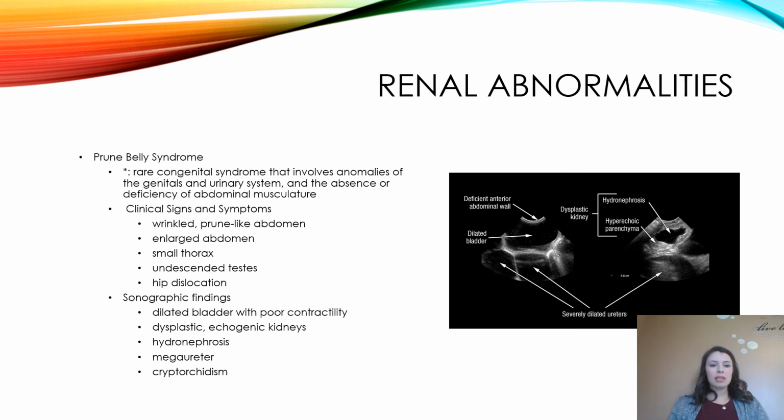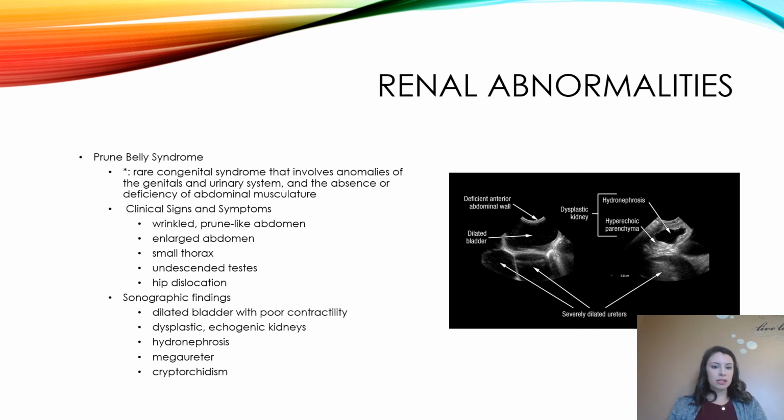Next is prune belly syndrome, and this is a rare congenital syndrome that involves anomalies of the genitals and urinary system and the absence or deficiency of abdominal musculature. So that's usually associated with bladder outlet obstruction, and it's usually caught in utero. Basically, no urine is coming out of the baby, so all of this urine is getting stuck, and then I think the bladder eventually will rupture if it's not caught.